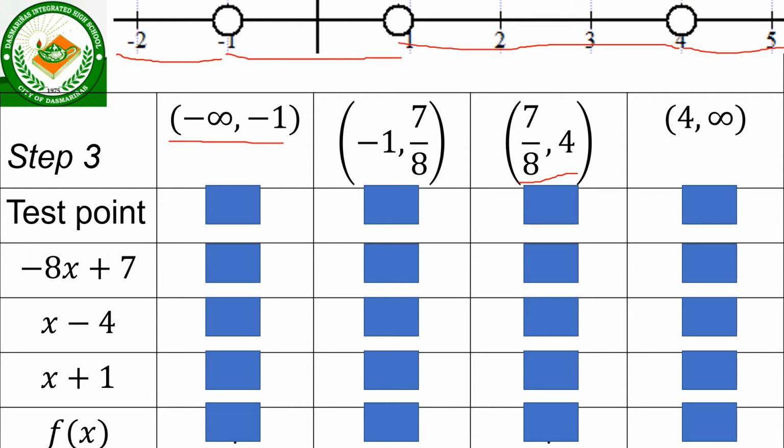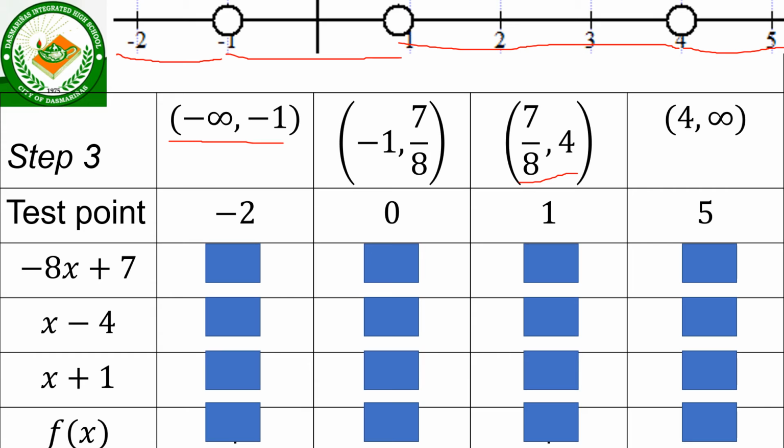Okay? Test point. Now let us think of a number that is part of negative infinity to negative 1. That can be negative 2. How about for the second one, in between negative 1 and 7 over 8? 0. For the third one, we have 7 over 8 to 4. We can have 1. And for the last one, from 4 to positive infinity, 5 can be a test point.